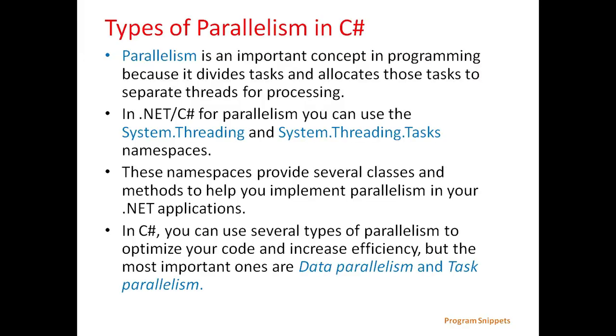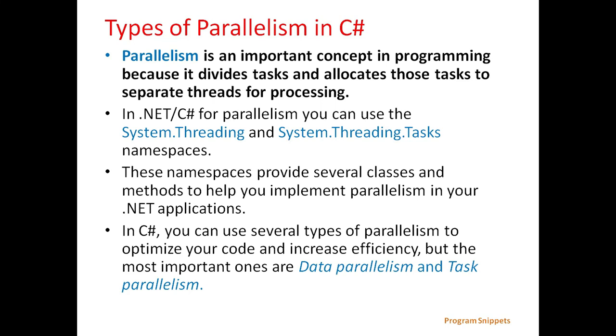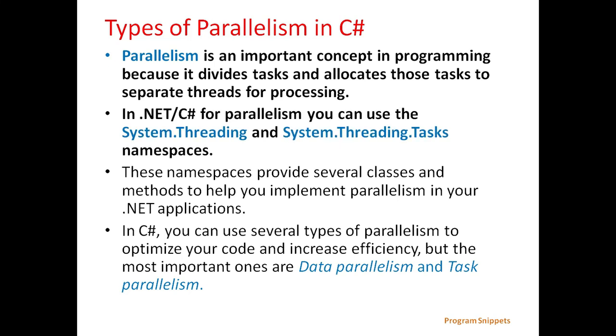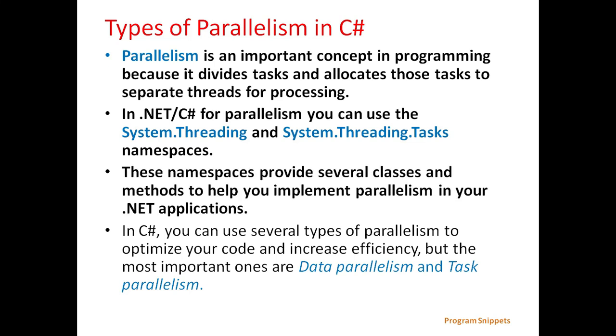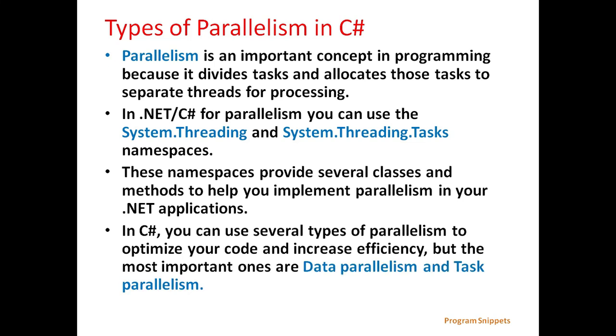Here we will see types of parallelism in C#. Parallelism is an important concept in programming because it divides tasks and allocates those tasks to separate threads for processing. In .NET, for parallelism, you can use the System.Threading and System.Threading.Tasks namespaces. These namespaces provide several classes and methods to help you implement parallelism in your .NET applications.